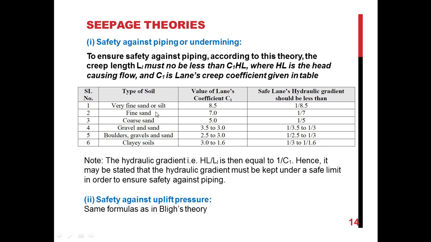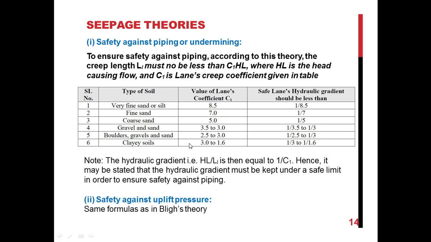Similarly, for fine sand it is 7 and the safe hydraulic gradient should not be less than 1 over 7. For coarse sand it is 5 and the safe hydraulic gradient should not be less than 1 over 5. For gravel and sand it is 3.5 to 3 and the safe hydraulic gradient should not be less than 1 over 3.5 to 1 over 3. For boulders, gravels and sand, the Lane's coefficient is equal to 2.5 to 3 and the safe hydraulic gradient should not be less than 1 over 2.5 to 1 over 3.